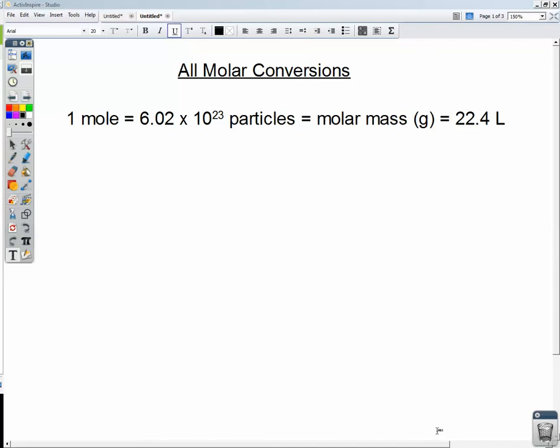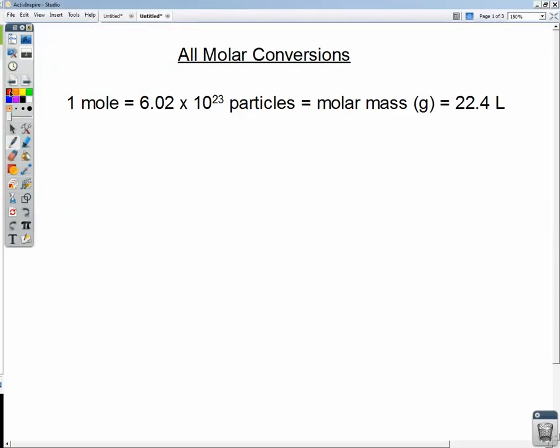We know that 1 mole is equal to 6.02 times 10 to the 23rd particles. 1 mole is also equal to the molar mass. 1 mole is also equal to 22.4 liters. So the nice thing is, since all of these are equal to a mole, all of these are also equal to each other. So I can convert from particles directly into mass. I can convert from volume directly into mass. I can convert from volume into particles. And all of these, obviously, we can convert into moles.